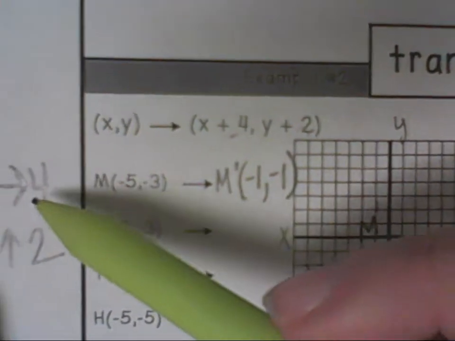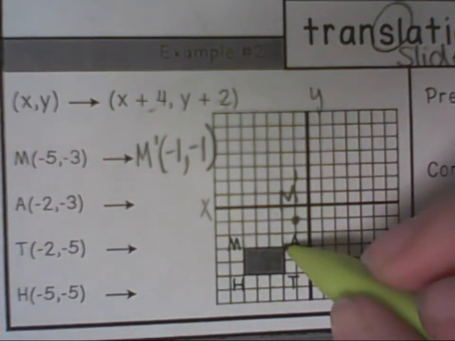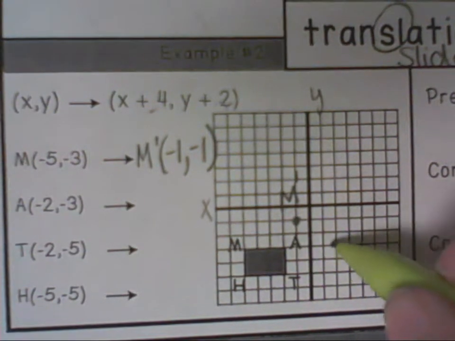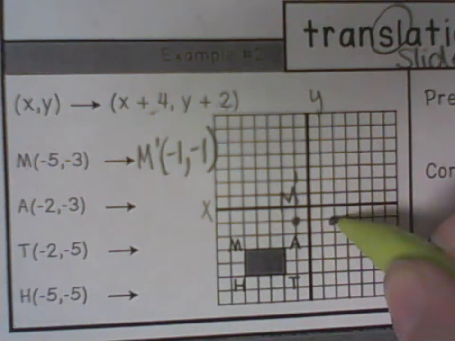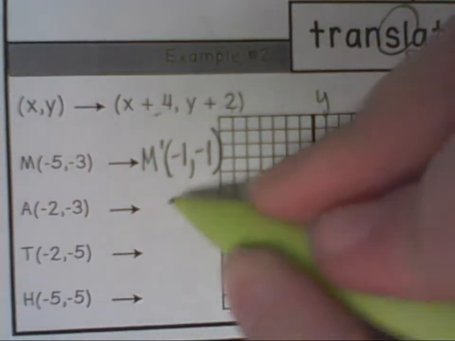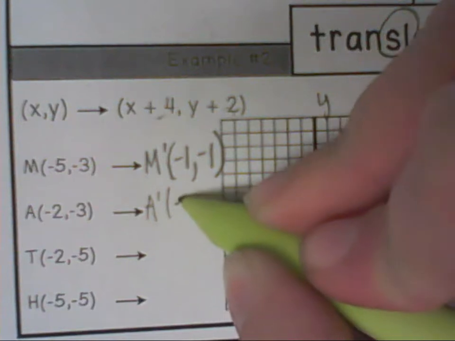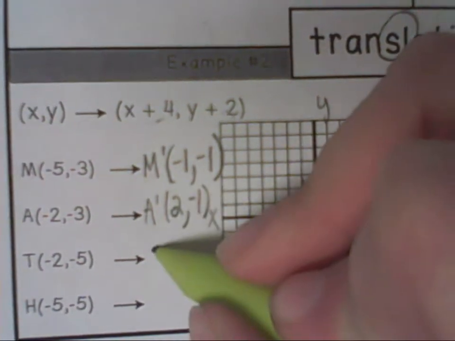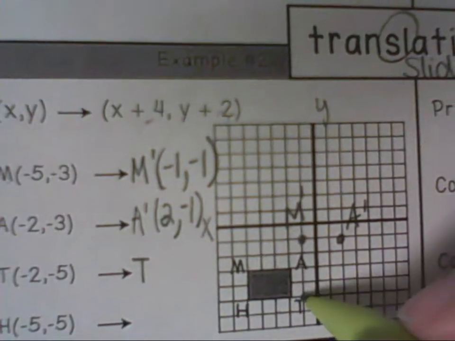Let's use our road map and do the next point. To the right 4 and up 2. Start at A. To the right 4, 1, 2, 3, 4, up 2, 1, 2, plot your point, and label it A prime, and then name that point. Go ahead and try it on your own and see if yours matches mine whenever you look up. I'm going to go ahead and do T and H. Just look up when you're done.